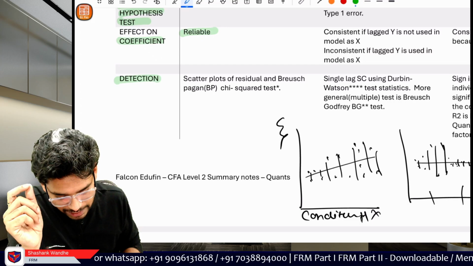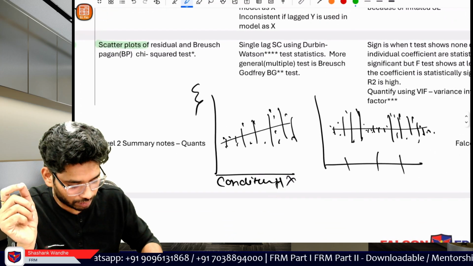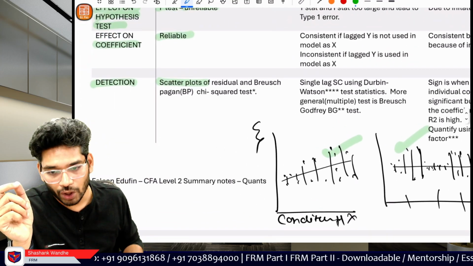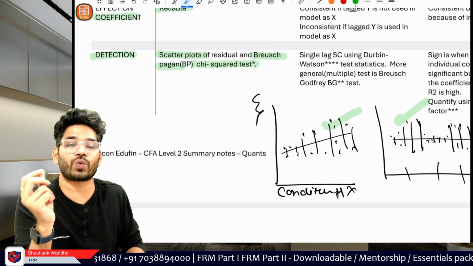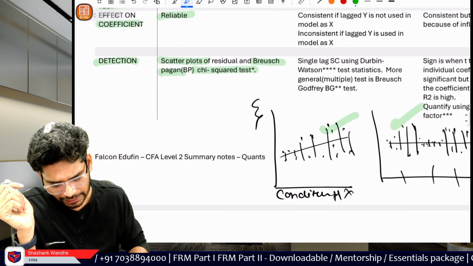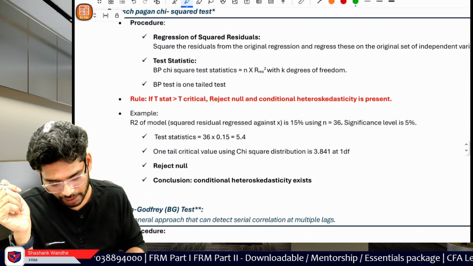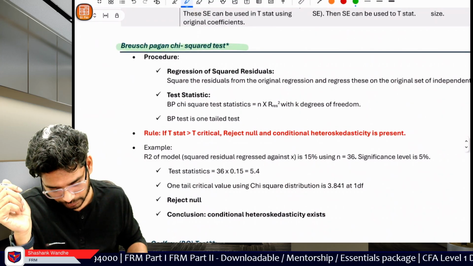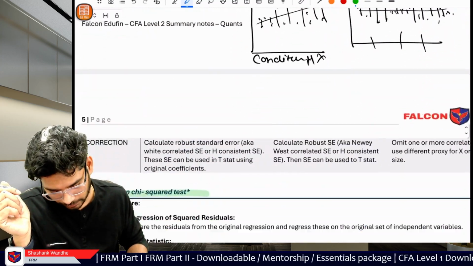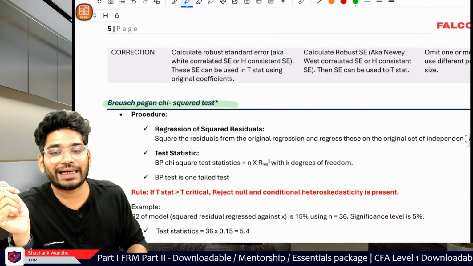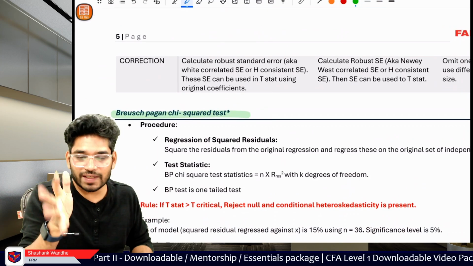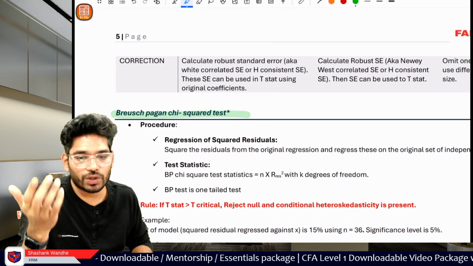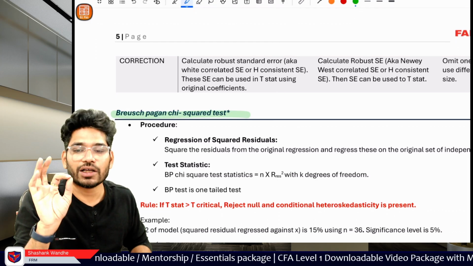You have to detect this either with the scatter plot, see this, we use the scatter plot, or the BP test, Breusch-Pagan test, which is a chi-squared test. Okay. And here we will discuss the Breusch-Pagan here. Now, how to correct this heteroskedasticity? Again, we don't have many methods here. This much is given in the curriculum, this much is given in the notes. So we are discussing this much only. Okay. You have to remember it.